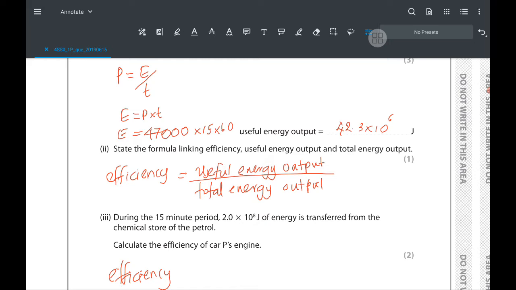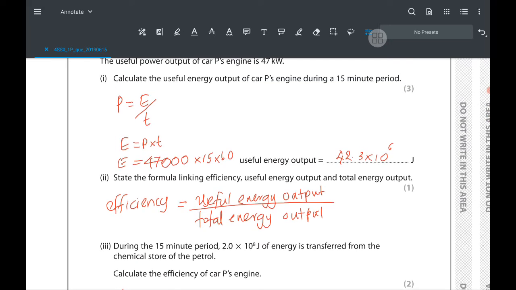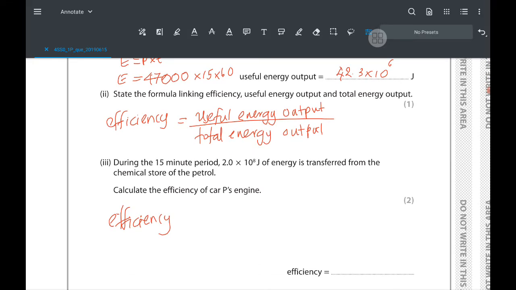And so the useful energy output is 42.3 into 10 to the power 6. So I'm going to write that 42.3 into 10 to the power 6 divided by, during 15 minutes period, 2 into 10 to the power 8 joule of energy is transferred. So for that specific time that they have given, we can substitute directly 2 into 10 to the power 8 joules, which will give me an answer of 0.21. I'm going to keep it as a ratio here.